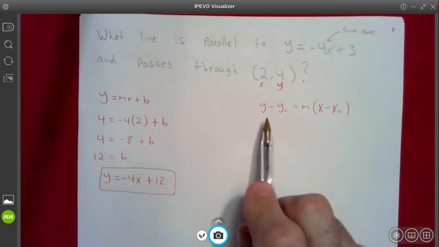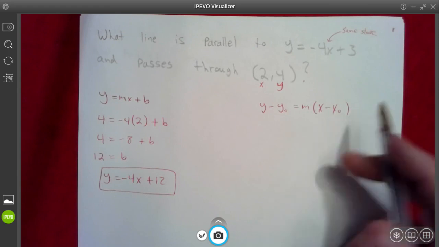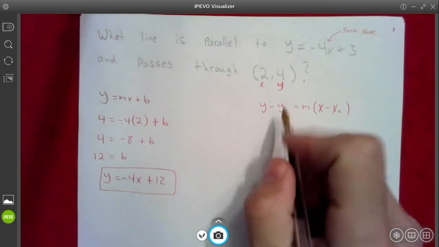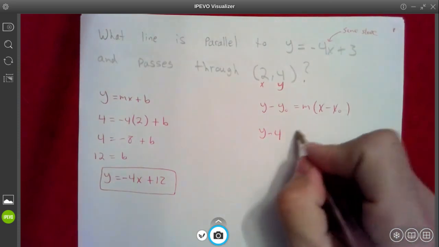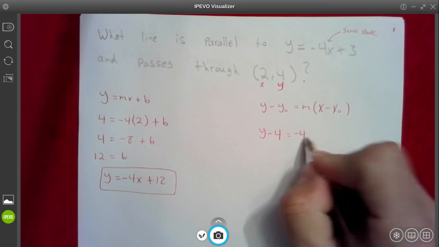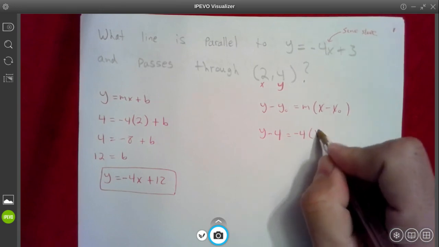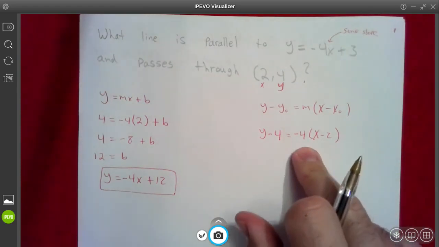Now, if you want to do this in point-slope form, it's a little simpler. It's just plug and chug. It would be y minus 4, because that's our y naught. And then m is still going to be -4. And then it would be x minus 2. And that would be our answer. So this is our answer in point-slope form.